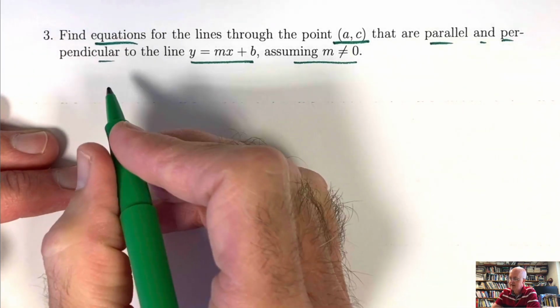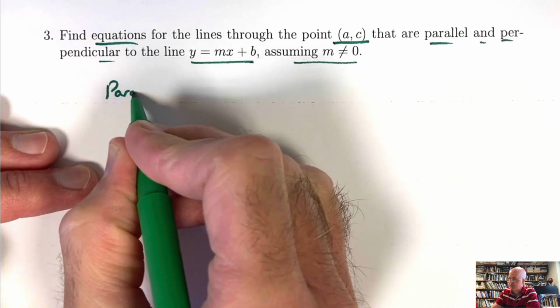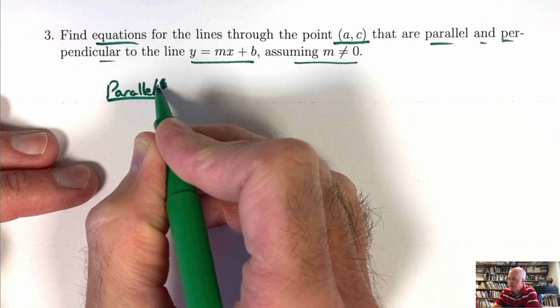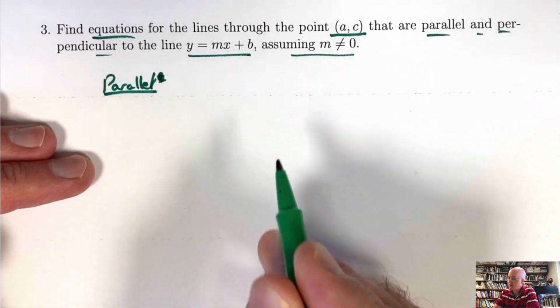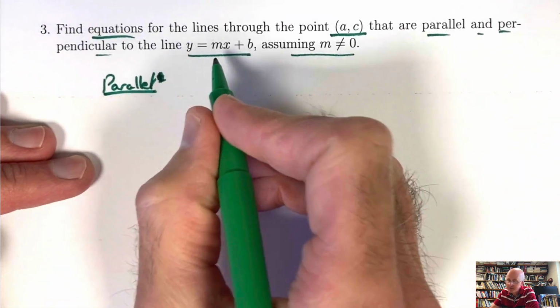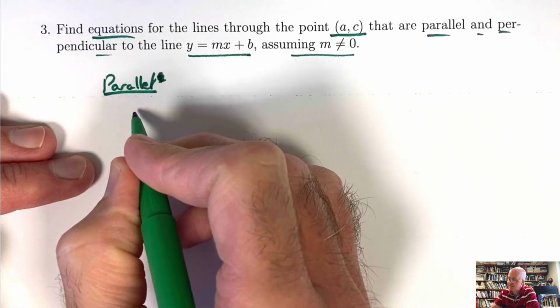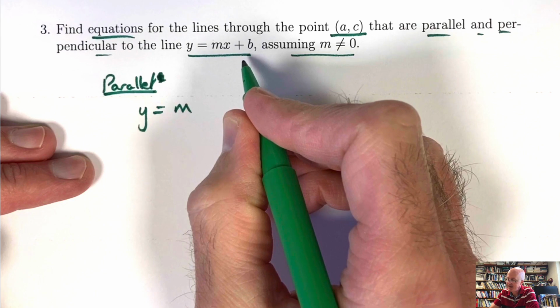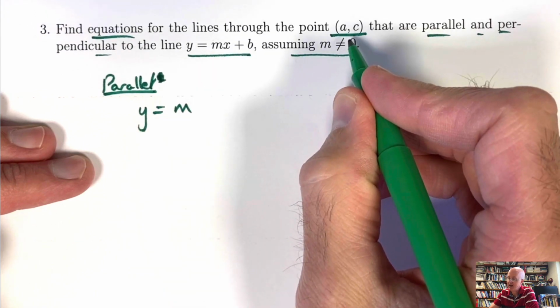Okay? All right. Solve the problem. What about the parallel line? If I can spell parallel there. Parallel, it's going to have the same slope, just like before. That slope is m. That's a constant, not a variable. Write it down. But you don't write mx+b here. You need to make sure it goes through the point A, C.